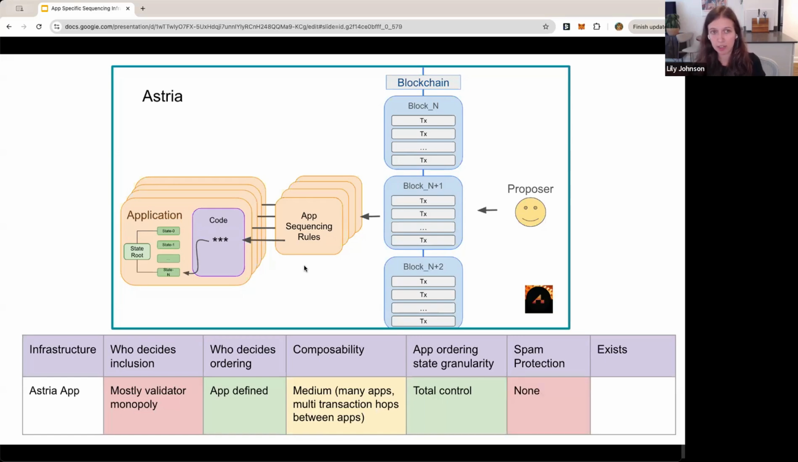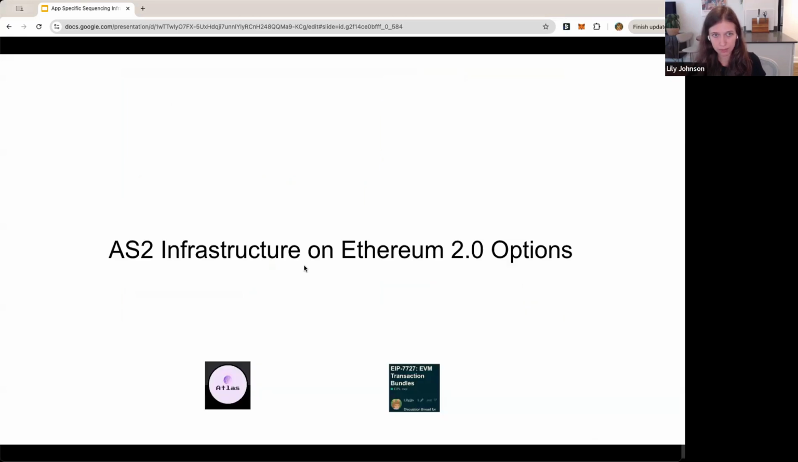Spam protection, Astria does not offer anything. Maybe one day in the future we could, that'd be cool. And Astria is in testnet, it's not mainnet yet. So cool. So we just looked at two chain architectures that do allow applications to sequence themselves.